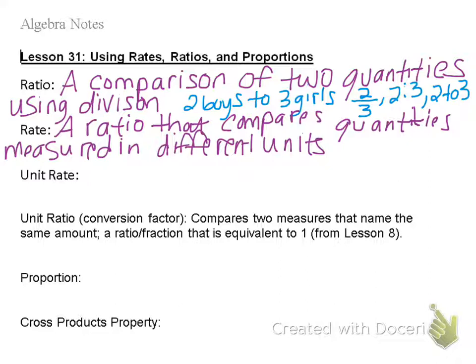The next word on your list is a unit rate, and unit rate, we've talked about unit ratio before, which is also on your paper. That was from lesson 8. Unit ratio is a conversion factor that compares two measures that name the same amount. So it would be a ratio of fractions equal to 1. So 1 foot over 12 inches. A unit rate is a rate whose denominator is 1.